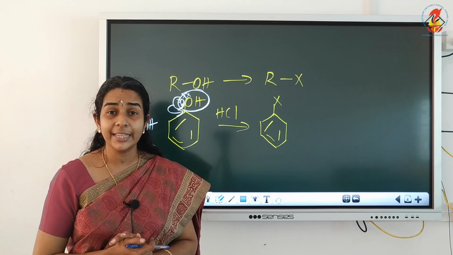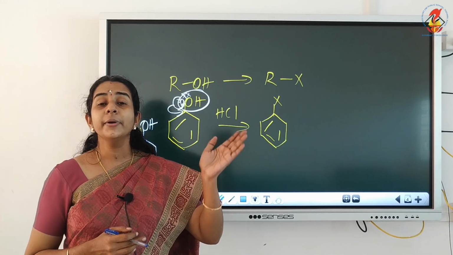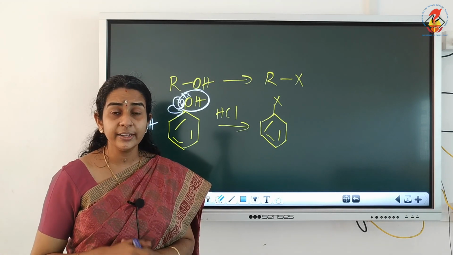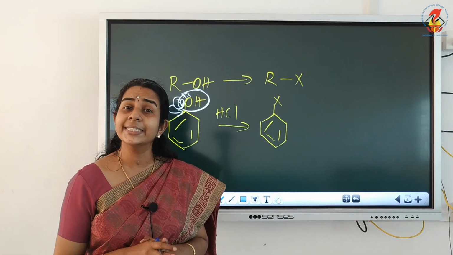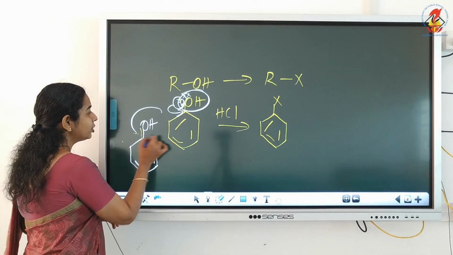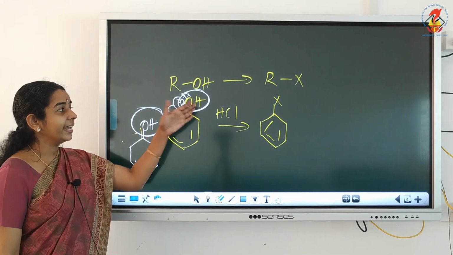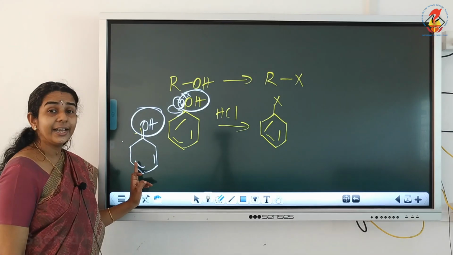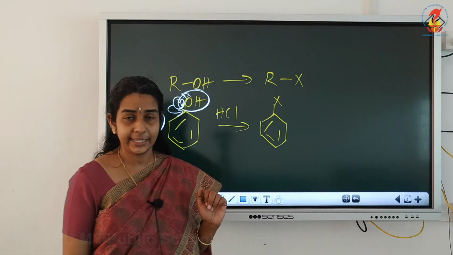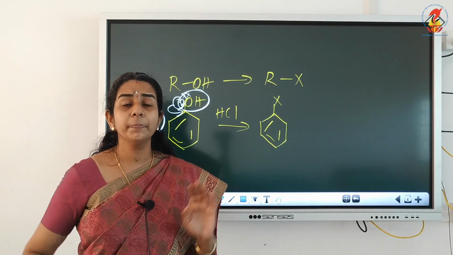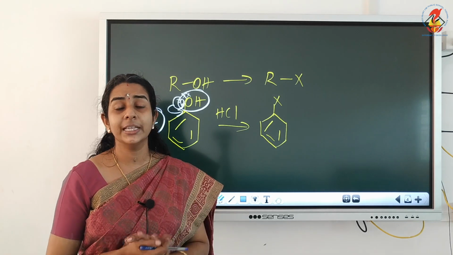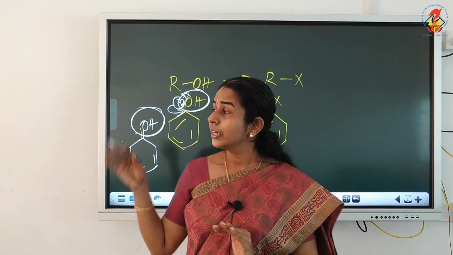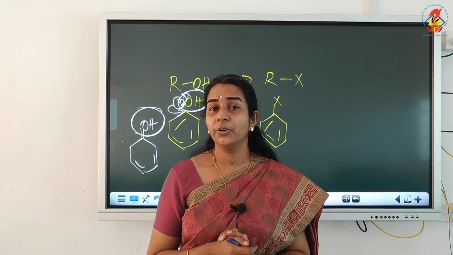So due to resonance in phenol, the carbon oxygen bond acquires a partial double bond character, and we know that a double bond is stronger than a single bond. So is it easy to replace this OH by X simply? No. So we cannot replace an OH which is directly attached to the benzene ring by X. So that is why we cannot prepare any aryl halide by using the above methods of preparation. The reason is the partial double bond character of the carbon oxygen bond due to resonance.